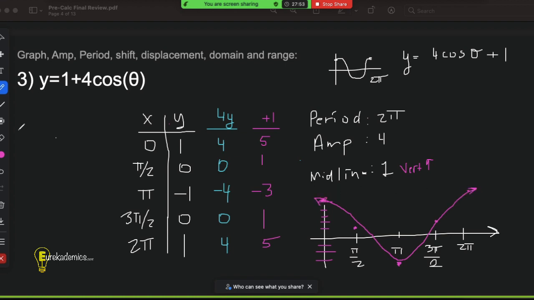And then if we were to list our domain and range, domain is all real numbers. And then our range is going to be negative 3 to 5. And we're going to get a bracket on this because it actually goes through.